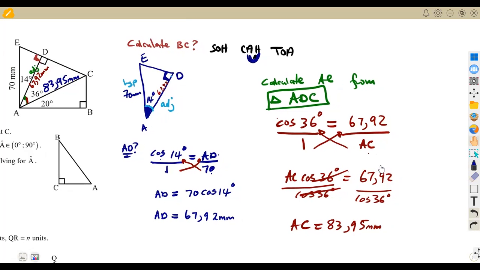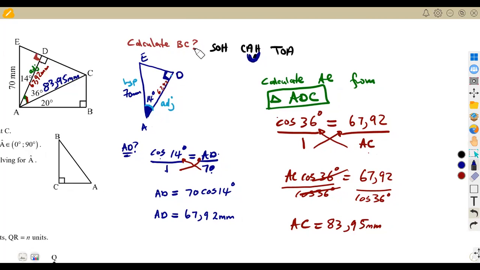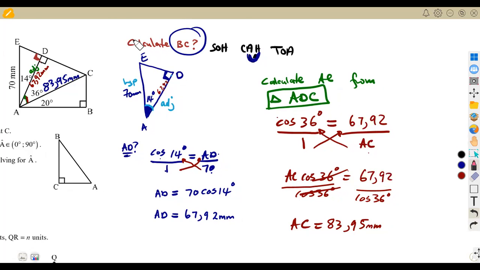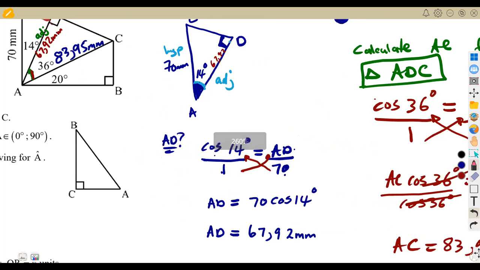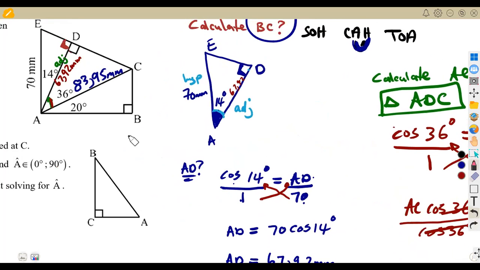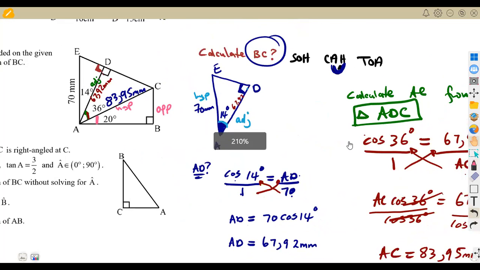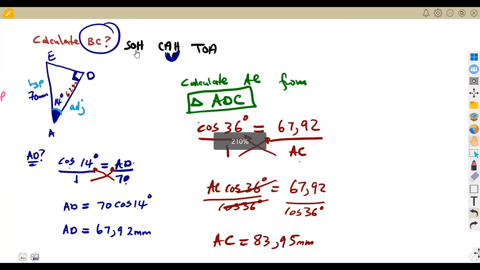In order for us to calculate BC, which is the one that we want, we are going to name our sides according to the angle that we are given. Which angle are we given? We are given the angle of 20 degrees inside. So according to the angle of 20 degrees here, this BC that we want to calculate is the opposite. They face each other. And the one that faces 90 degrees is our longest side, the hypotenuse. Which ratio has got opposite and hypotenuse at the same time? That is the ratio of sine.